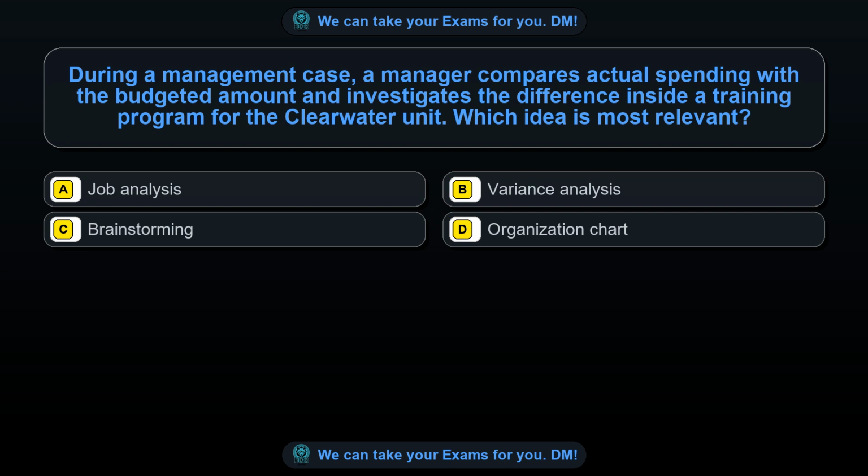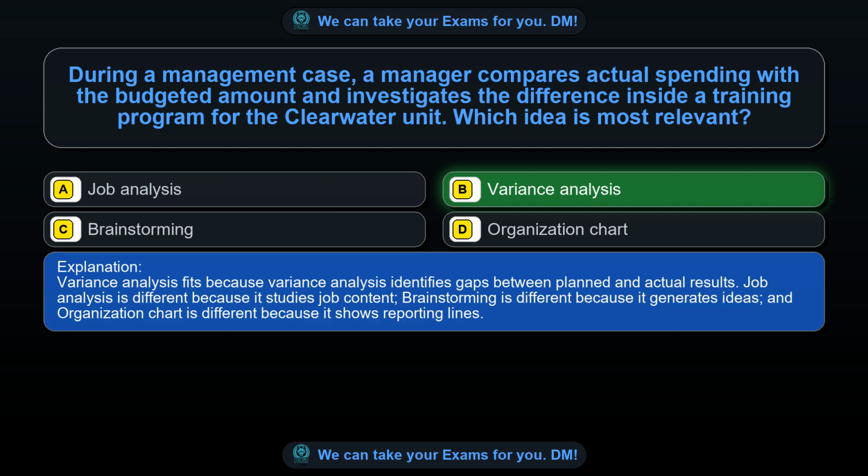Question 90. During a management case, a manager compares actual spending with the budgeted amount and investigates the difference inside a training program for the Clearwater unit. Which idea is most relevant? Option A, job analysis. Option B, variance analysis. Option C, brainstorming. Option D, organization chart. The correct answer is option B, variance analysis.